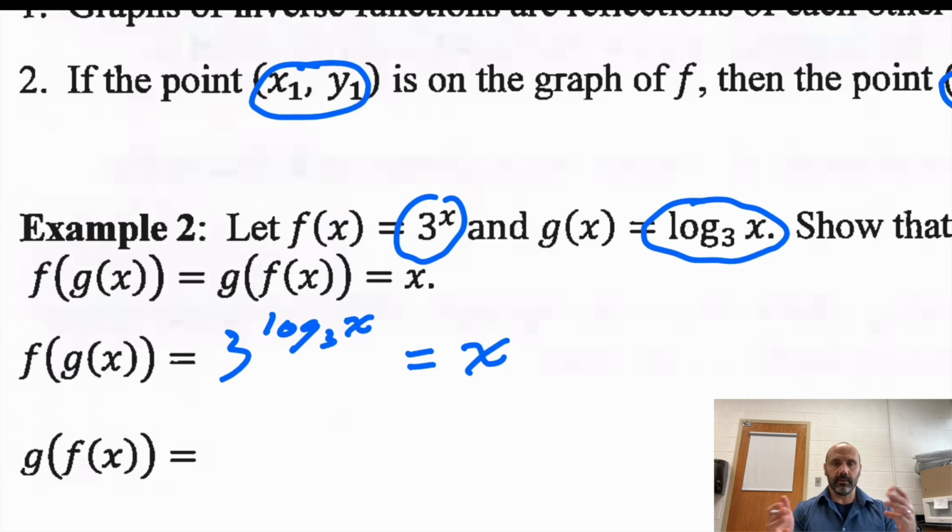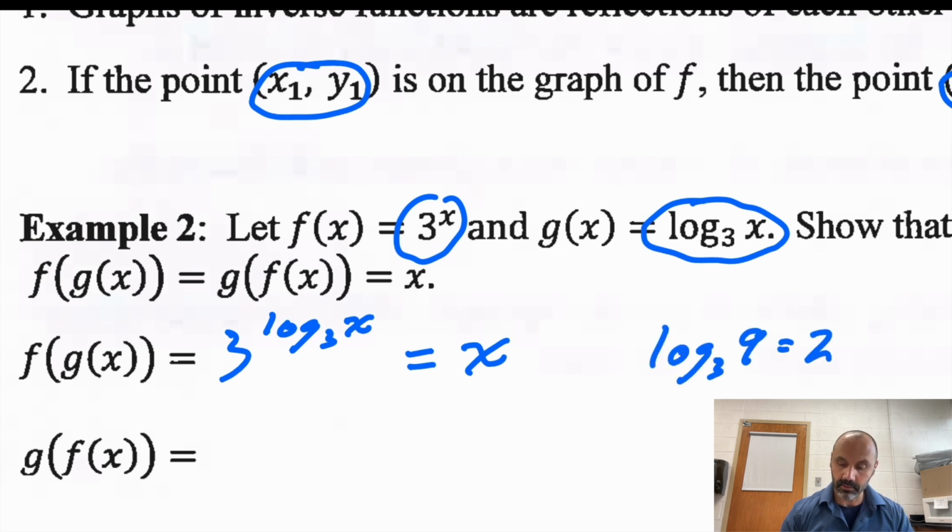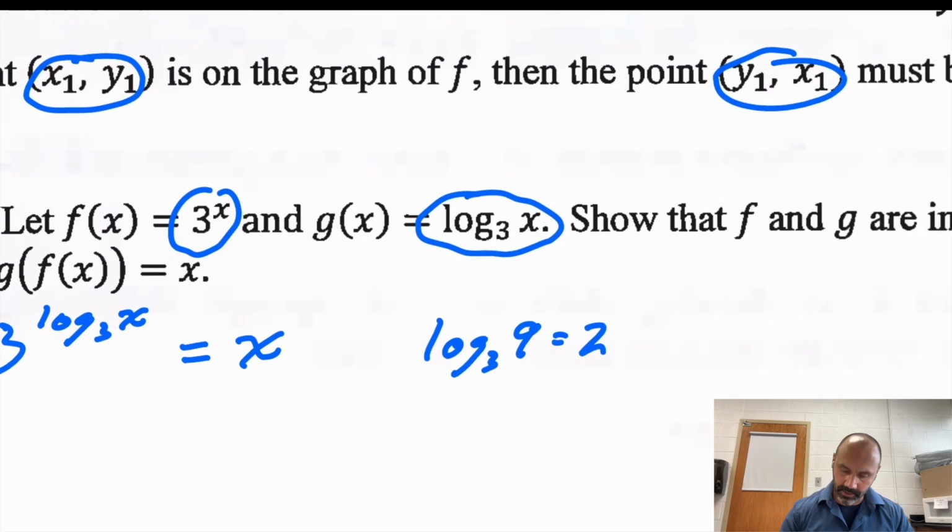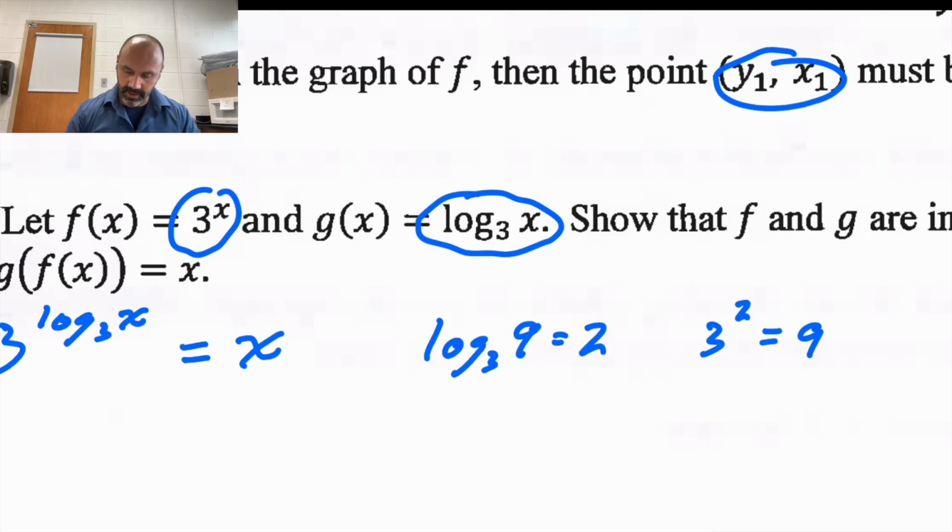So again, think of it this way. You could put in a particular number as an example for yourself, right? So you could say like 9. Log base 3 of 9 would be 2, right? But then if I take 3 to the second power, I get 9. And so rather, what ends up happening is then here, this is 3 to this thing.